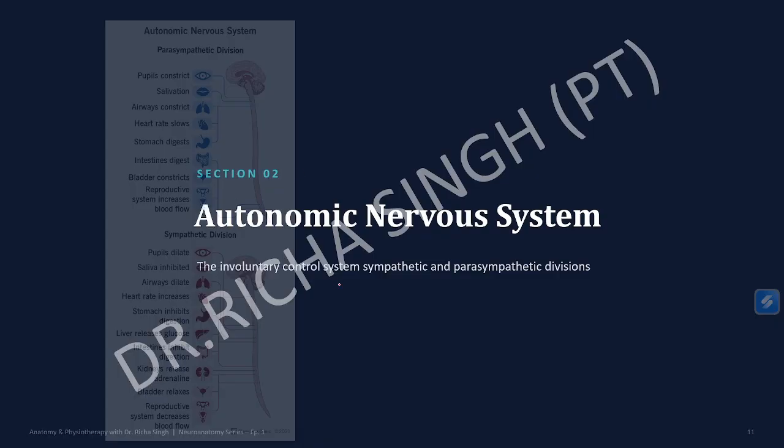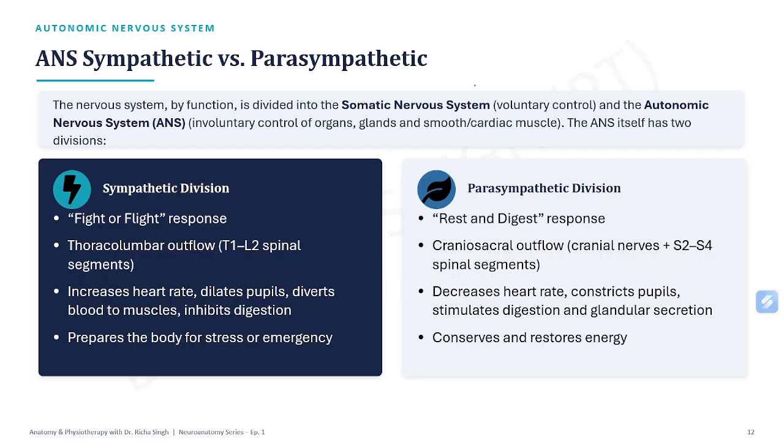Next, we come to the autonomic nervous system. The nervous system is divided by function into the somatic nervous system, that is a nervous system that helps you have voluntary control of your movements. For example, we are able to contract our biceps muscle on our own choice because we have voluntary control over the biceps muscle through the somatic nervous system.